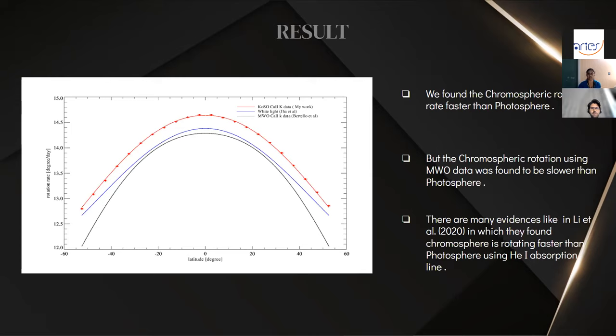Yeah. Actually, in the Bertello paper that we are comparing, they have used the calcium K data. So that's the same calcium K data, but in Mount Wilson the bandpass is 0.3 angstrom, and in Kodaikanal Solar Observatory the bandpass is 0.5 angstrom. So there should not be much variation in the height we are looking at. But they have used a different method also, and we have used different methods. So it may be that the result is different due to the different methods, but we cannot tell now.